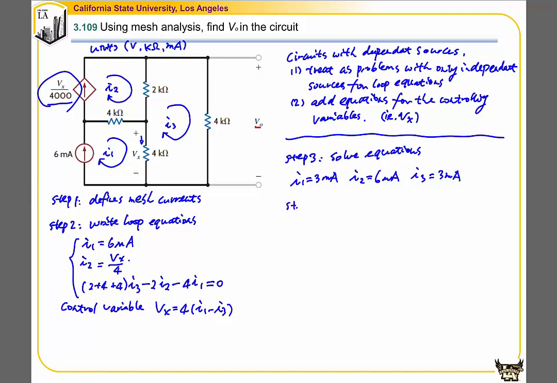Step 4 is to get the conclusion. We get V0 by using Ohm's law: 4 kilo ohm times the current I3, which gives us 12 volts.